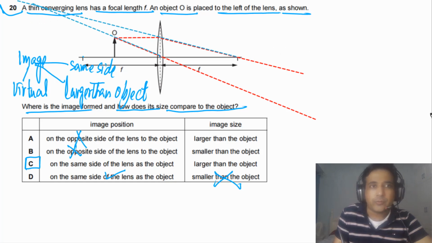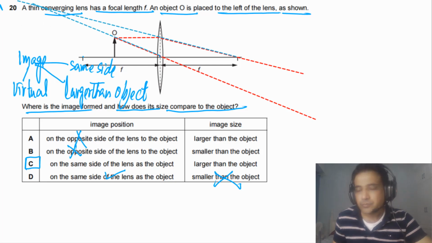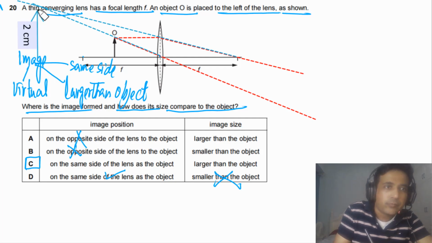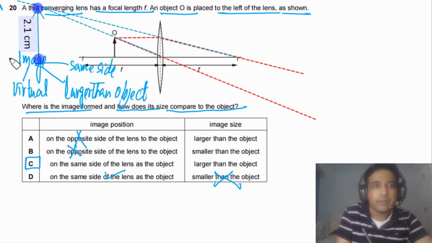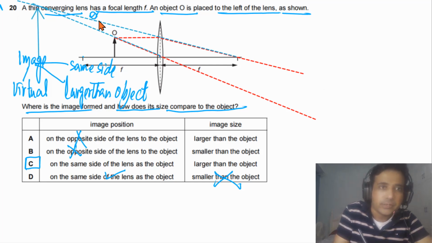Now the image will form at this point. You can draw the arrow for that. The image in this case forms at this point, and this image is on the same side and is larger, and this image is virtual because it is formed by the extension of the rays. Extension means actual light is not here, so this is formed due to the extension of rays.